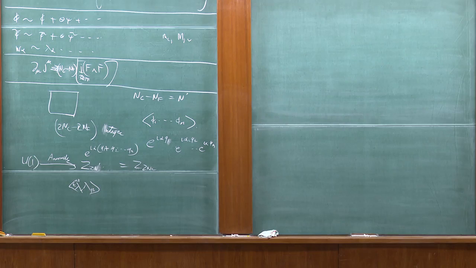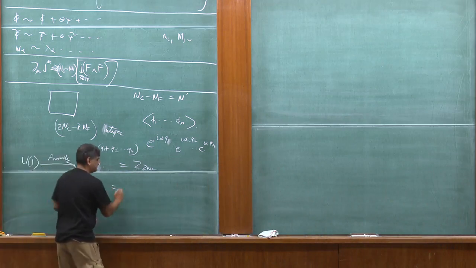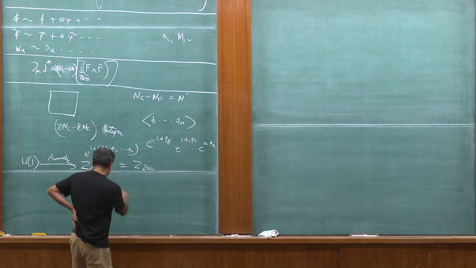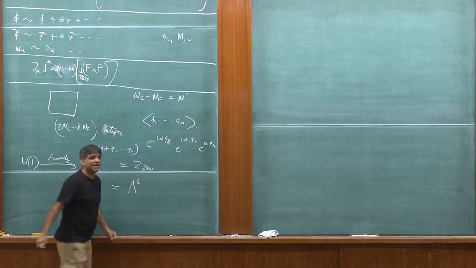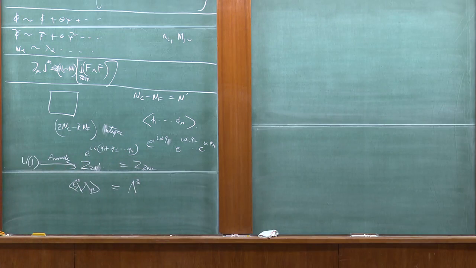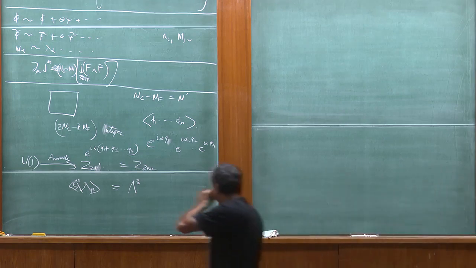Now, if this is true, then what can we say about the number that could appear here? If this is true, the only number that could appear here is lambda cubed. Well, lambda is lambda QCD, just by dimensions, because gauginos have dimension 3/2, because they're fermions. So the only scale that could appear there, just by engineering dimensional analysis, is lambda QCD cubed.